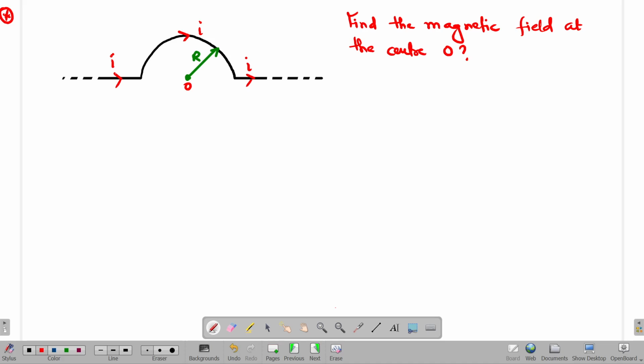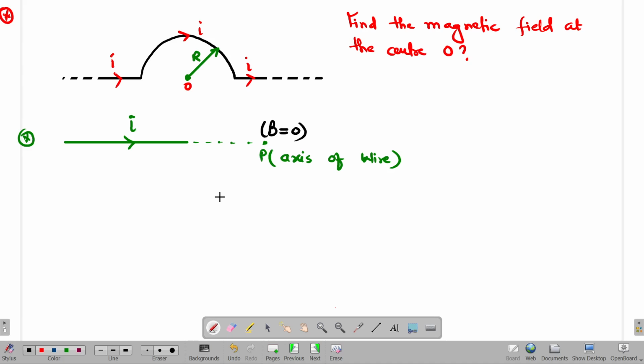Tell me, what is the correct answer? Okay, look over here. If there is a wire and current is flowing this way, and I want to find the magnetic field at a point which lies on the axis of the wire, what is the magnetic field there? Remember that any point which lies on the axis of a wire always has magnetic field equal to zero. Got it?